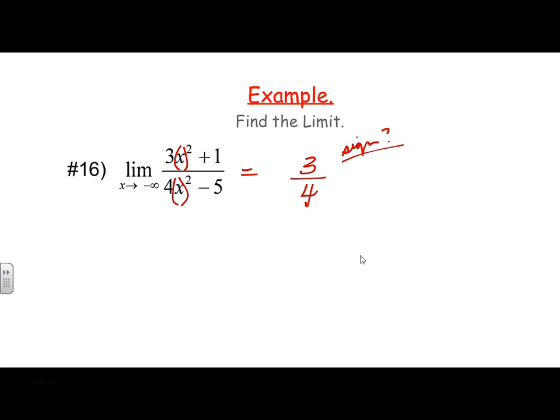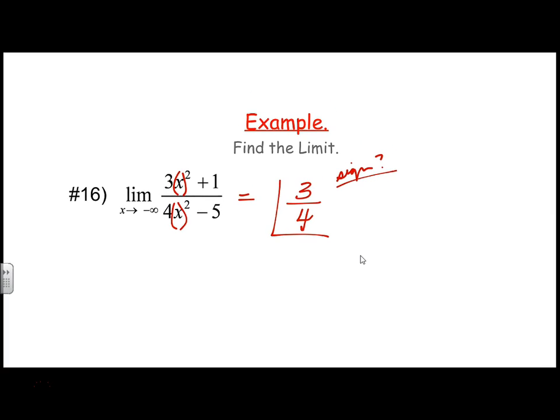What's a positive over a positive? Positive. So whether you plug in a positive or a negative, 3/4, we did the sign. We're good. Check. Positive 3/4. Yeah, degree tests. We like them. We just have to be careful of the really weird ones.